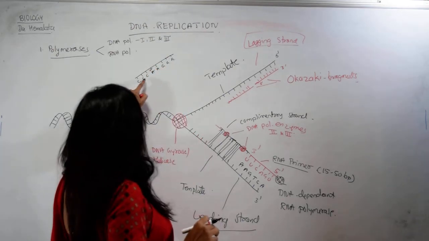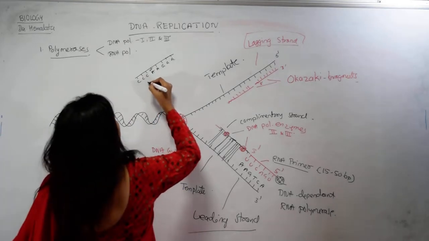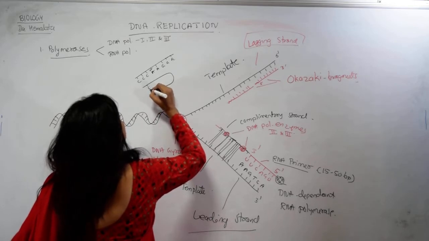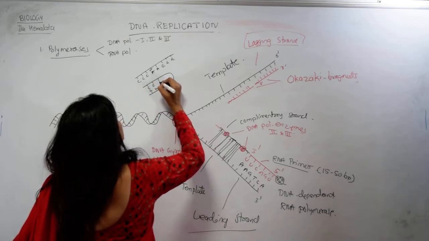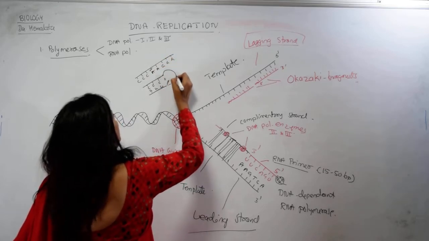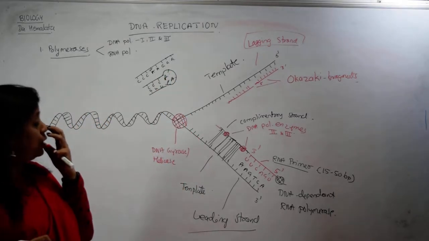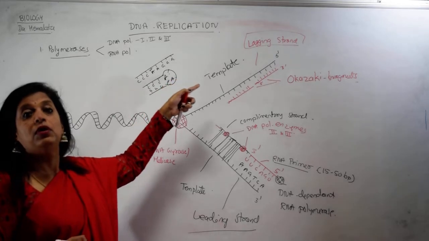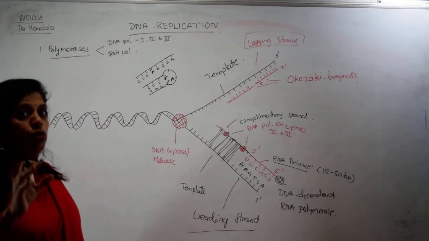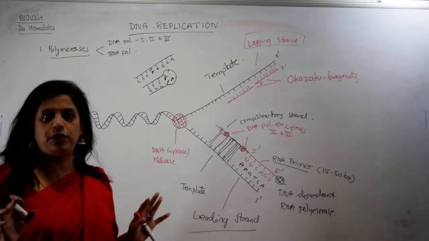Because this C, C, C and G, G, G are complementary to each other, there is a chance that this will coil like this. C will bind with G, C will bind with G, C will bind with G, and AA remains like this. Or this may form a loop-like structure, AA. There is a chance that they will undergo internal binding because Okazaki fragment is taking so long duration. So this internal binding has to be stopped.